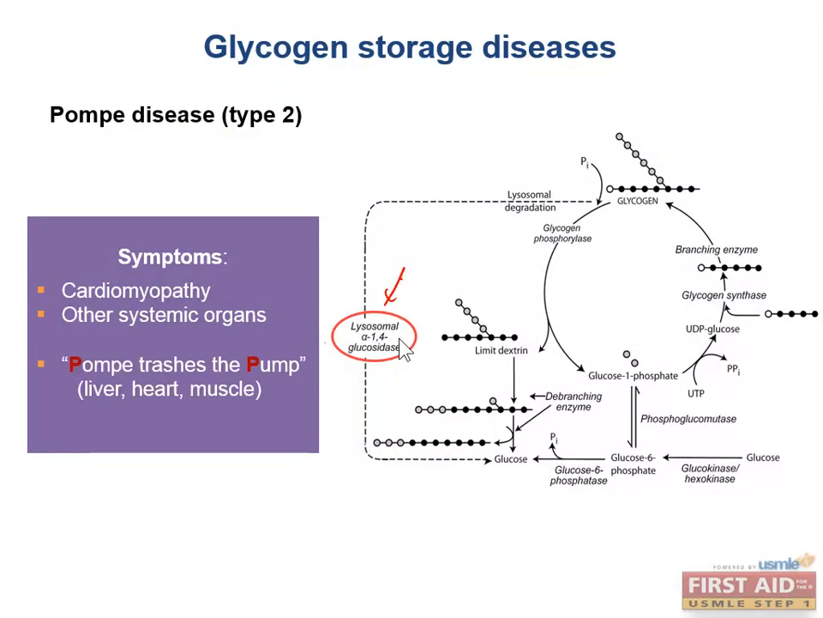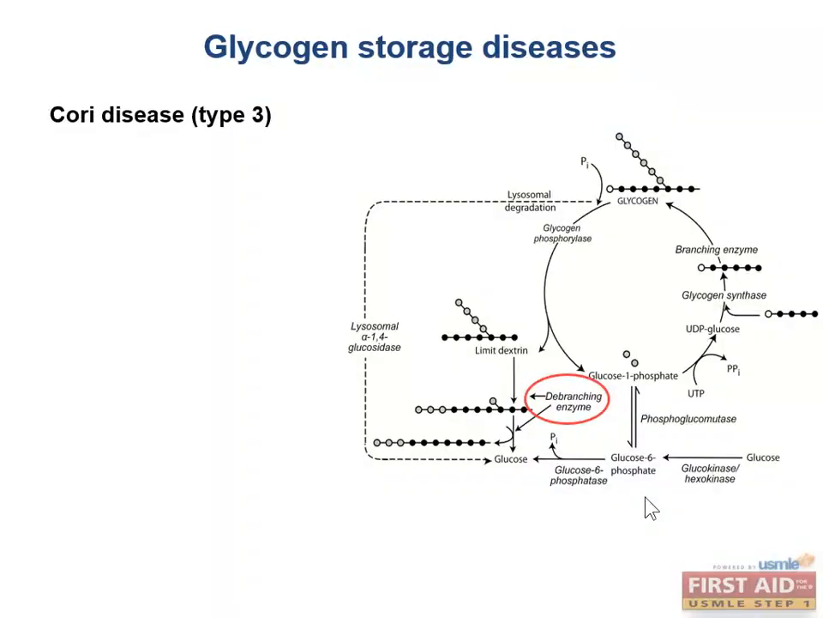Remember that Pompe disease trashes the pump, meaning it mostly affects the heart, but it can also affect some organs as well. The main finding in Pompe disease is cardiomyopathy, along with other systemic findings. Remember, our pump, our heart, is going to be trashed. Now, if you suspect glycogen storage disease that focuses on the heart being affected, you need to have Pompe disease on your differential. The third type of glycogen storage disease is known as Cori's disease.